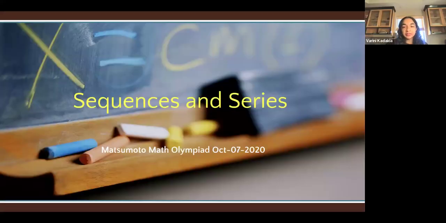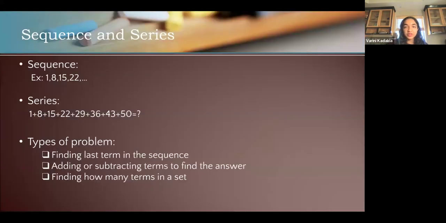Today we're going to be learning about sequences and series. Are any of you familiar with sequences and series? Okay. So first we'll start off with the definition of what a sequence and a series is.